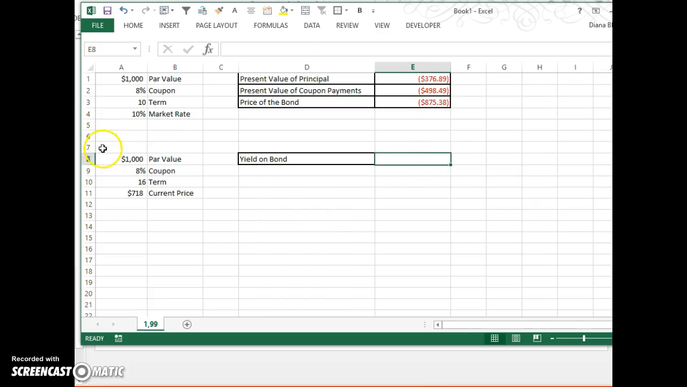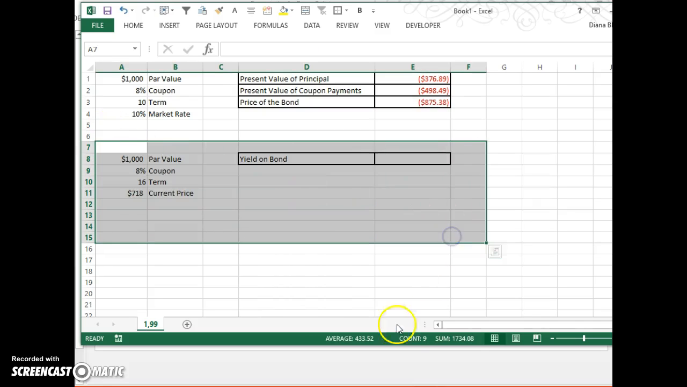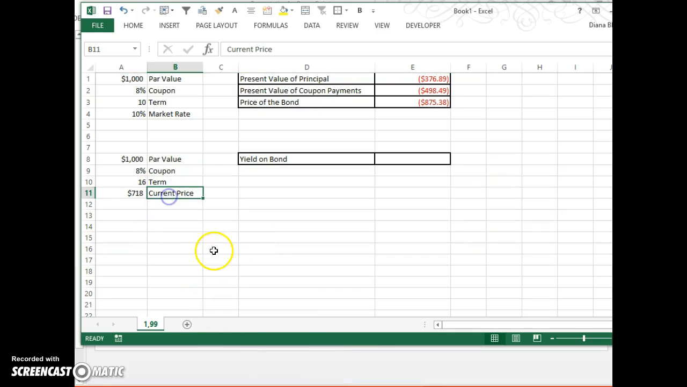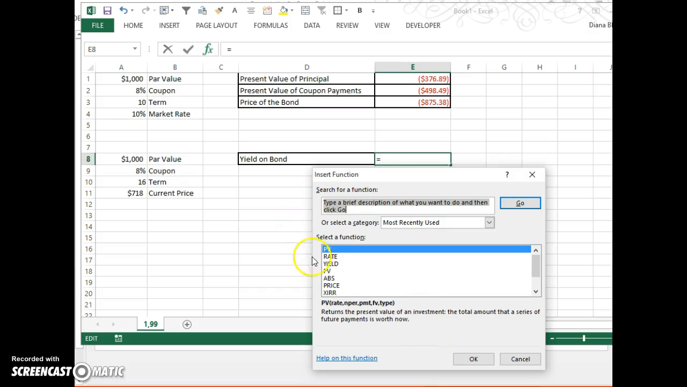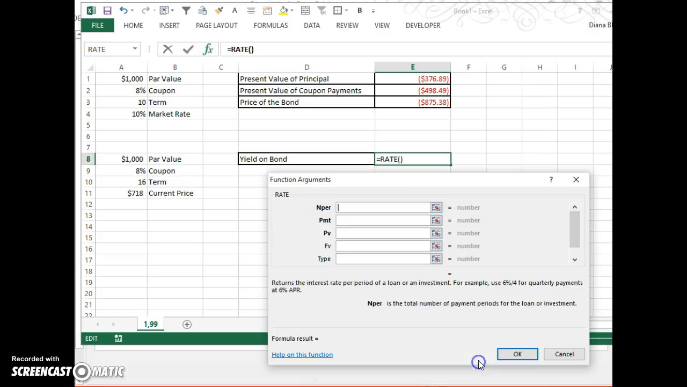Now, this other example, we're going to look for the yield. In this situation, we know what the current price is. The bond is currently selling for $718. It's a $1,000 face value bond that gets an 8% coupon, and there's 16 years left in the term. What we don't know is the yield. So we can figure that out using our rate function, R-A-T-E. We learned that last week as well.